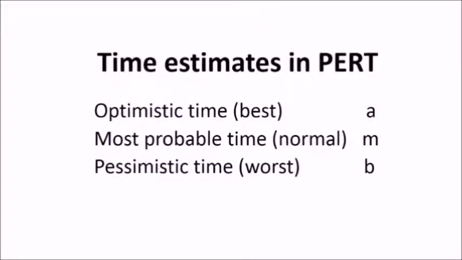What do the three time estimates in PERT refer to? The optimistic time A refers to the best time. The most probable time M refers to the time under normal conditions. The pessimistic time B refers to the worst time.